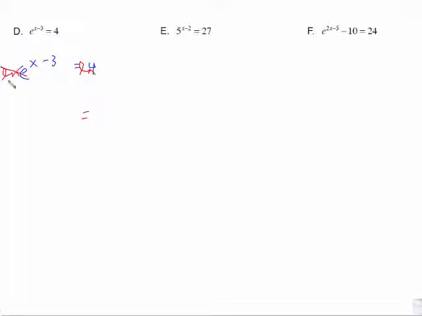ln e is going to cancel out. All I have is a nice neat x minus 3. ln 4 I'm going to have to evaluate on my calculator, which is about 1.386. And then solve this for x, add 3 to both sides, and x is 4.386.